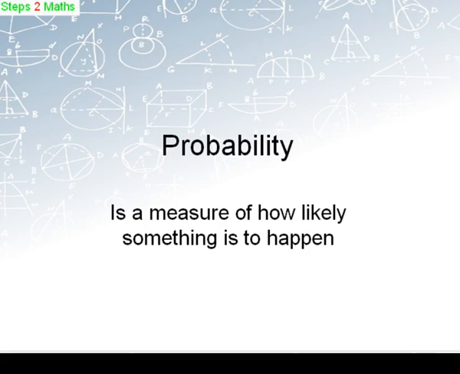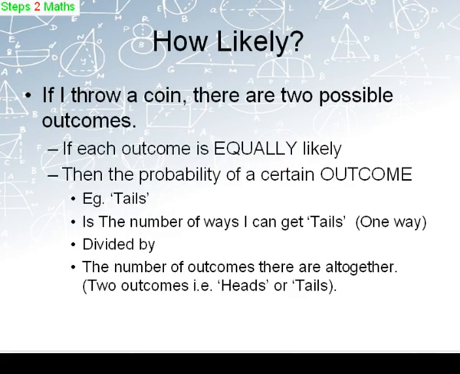Now, as I said earlier on in the week, I discussed probability, and I said probability is a measure of uncertainty, or we could say it's a measure of how likely something is to happen. So, when we're looking at how likely something is, let's have a look at the example of throwing a coin. There are two possible outcomes, and each outcome is equally likely. You're equally likely to throw a heads as you are to throw a tails.